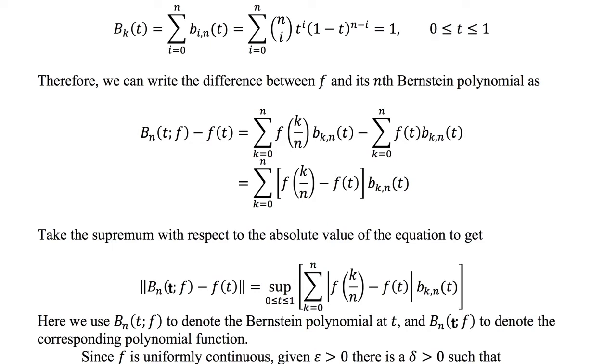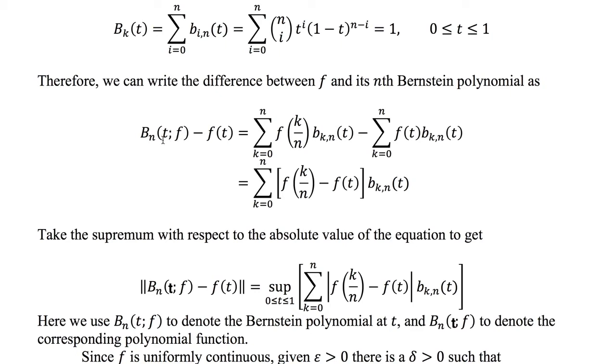And let's suppose that f is a continuous function over the closed interval 0 to 1. Let's define the nth Bernstein polynomial of f to be the summation from k equal to 0 up to n of f(k/n) times b_{k,n}(t). And we denote this expression to be B_n(t, f). And this notation means the Bernstein polynomial of degree n of f at the point t.